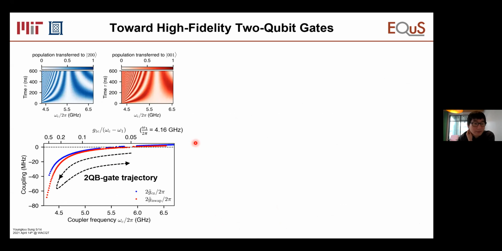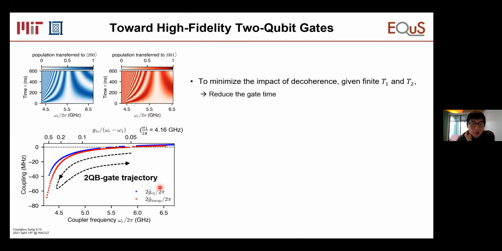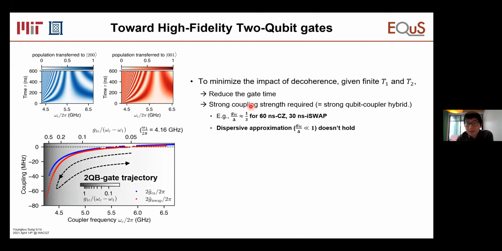Okay, so far I have described how we can make a CZ and iSWAP gate using a tunable coupler. And now let me describe how we could push the fidelity of these two-qubit gates. So we know that the qubit and coupler have finite coherence time. Therefore, in order to minimize the impact of the coherence error, we have to reduce the gate time. And this requires strong coupling strengths, which can be achieved by strong qubit-coupler hybridization. For example, g over delta here, g is the coupling strength between qubit and coupler, delta is the frequency detuning.